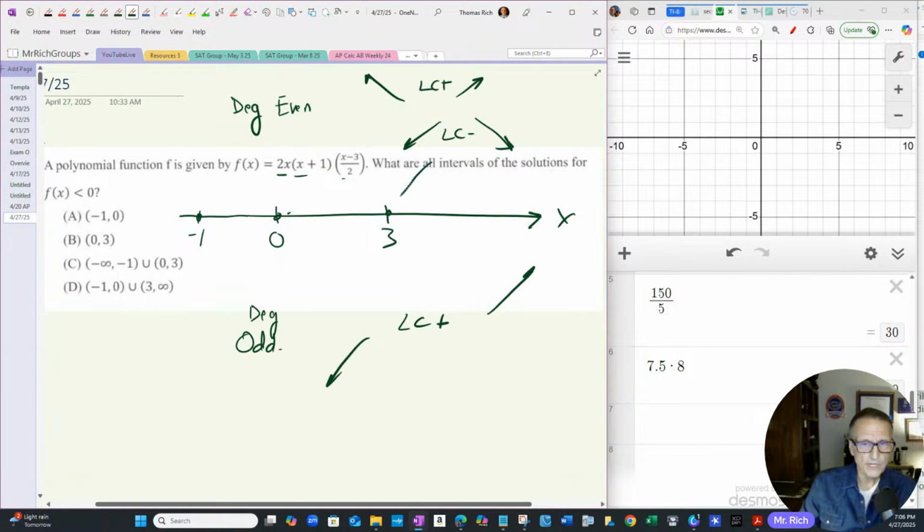So I know that what's going to happen is the polynomial is going to be looking like this. Okay, it's going to go like that. So where is it going to be less than 0? It's going to be below the x-axis, right?